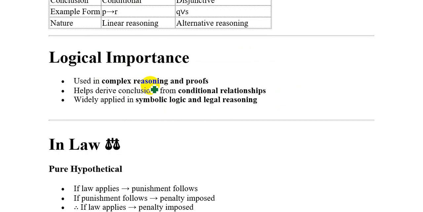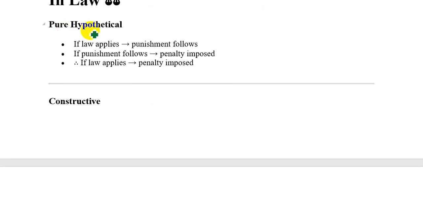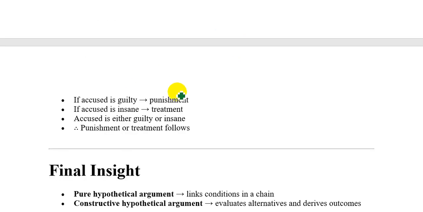It is used in complex reasoning and proofs, helps derive conclusions from conditional relationships, and is widely used in symbolic logic and legal reasoning. Now, pure hypothetical, another example: if law applies, punishment follows. If punishment follows, penalty imposed. Therefore, if law applies, then penalty imposed. It is very simple. I am not going into explanation of this. Constructive: if accused is guilty, punishment. If accused is insane, treatment. Either the accused is guilty or is insane, therefore either punishment or treatment follows.